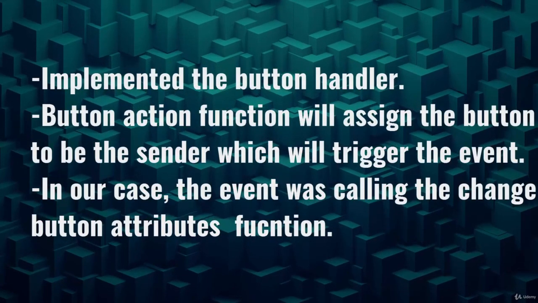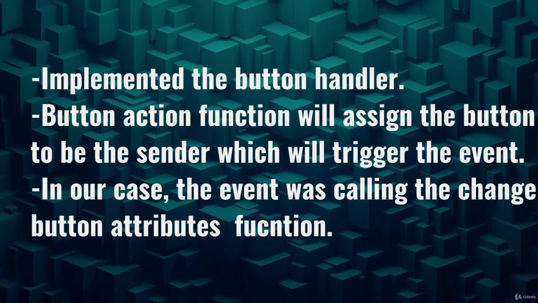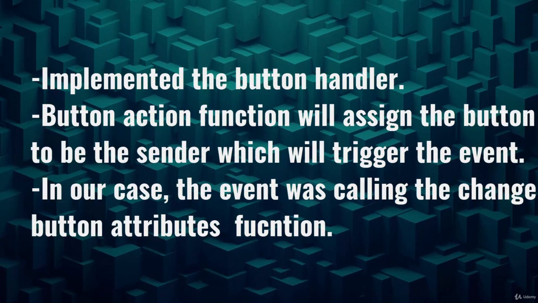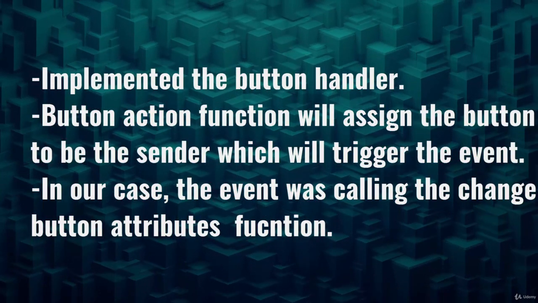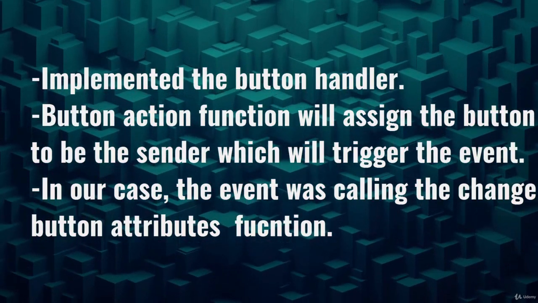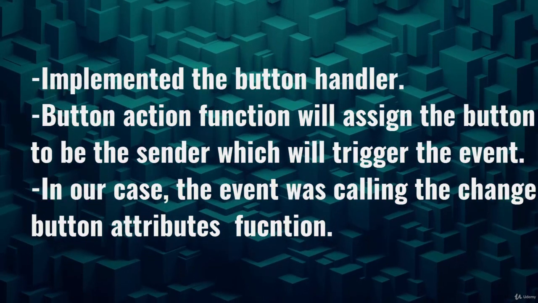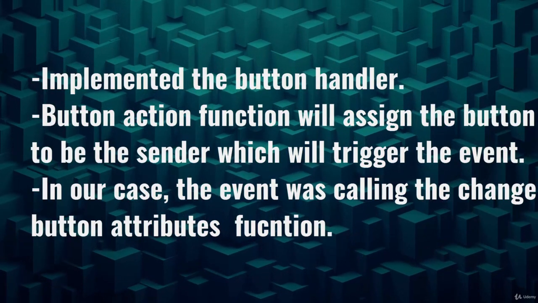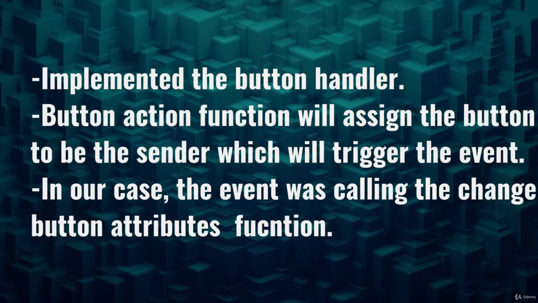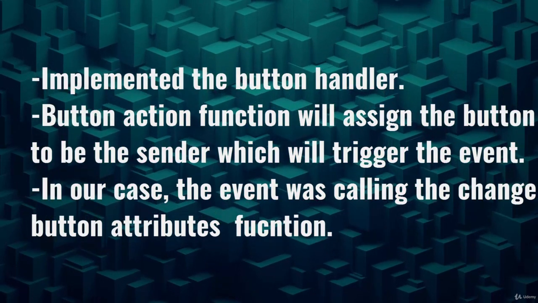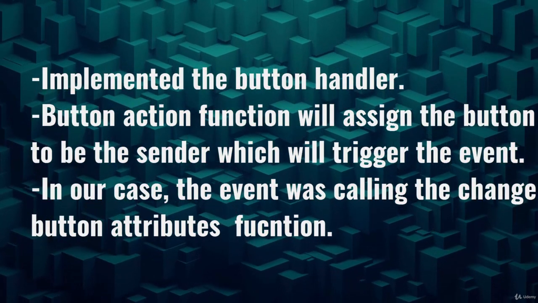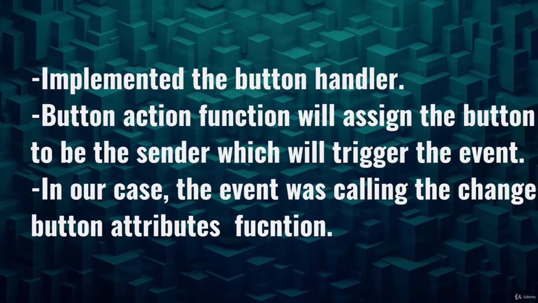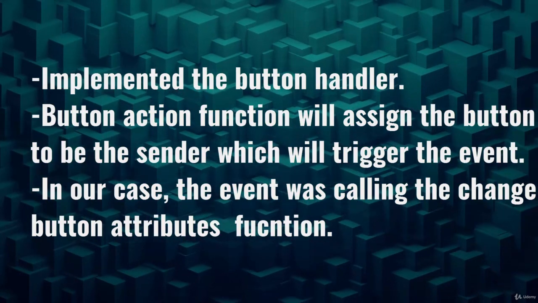So in this part of the tutorial we implemented the button handler. We had declared it before but not implemented it. The way this handler works is it's going to be a button action function, and it will assign the button to be our sender, and the sender will trigger an event when pressed. So we have a UI button as the sender, and once that UI button is pressed, it's going to send some kind of a trigger, and that's going to trigger an event. In our case the event was just calling the change button attributes function.